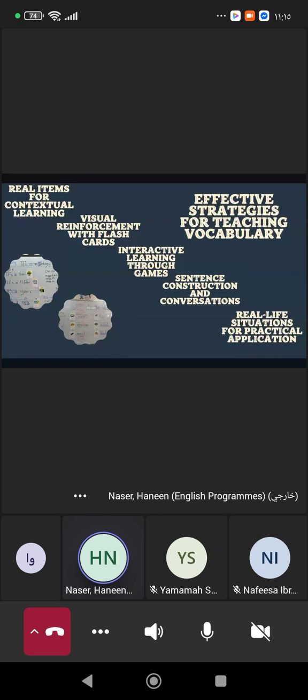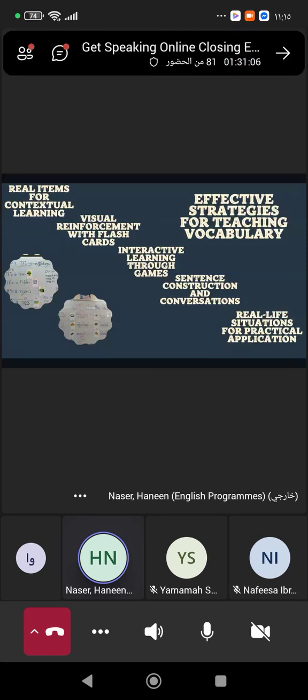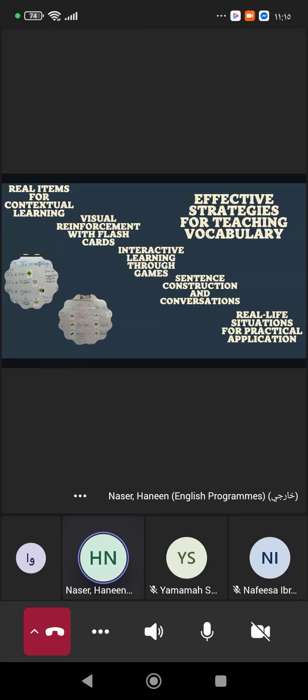The last strategy is real-life situations for practical application. Integrating vocabulary into real-life situations helps students understand the practical application of the vocabulary and words, making them more likely to use these words in contexts outside the classroom. Next, please.